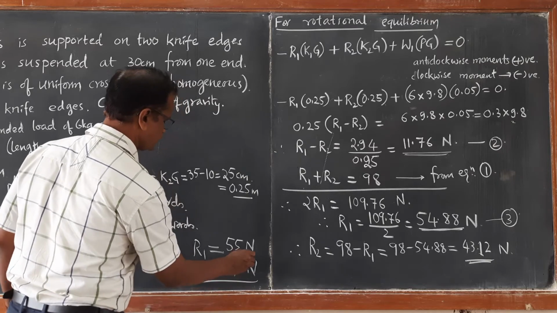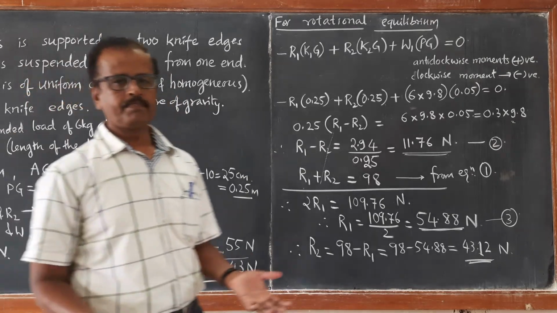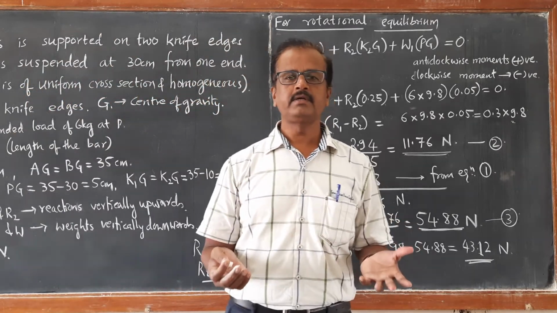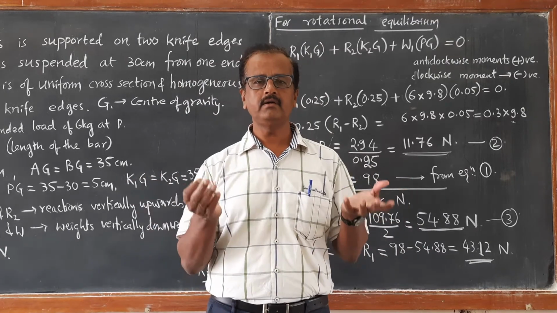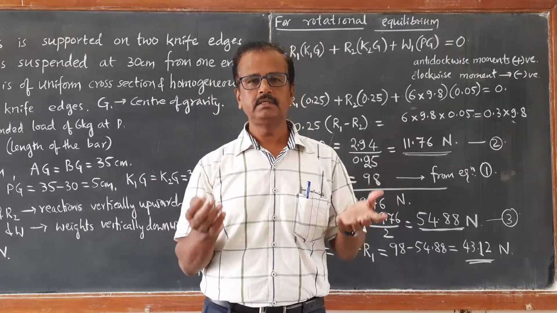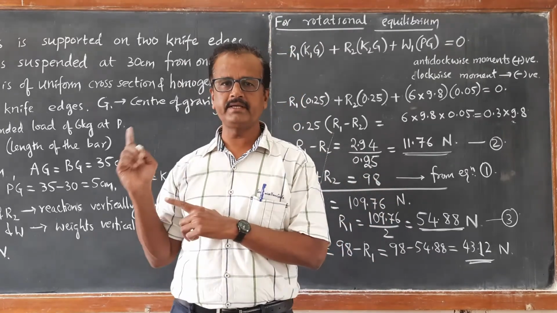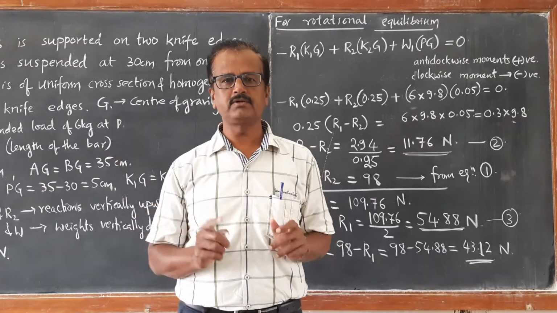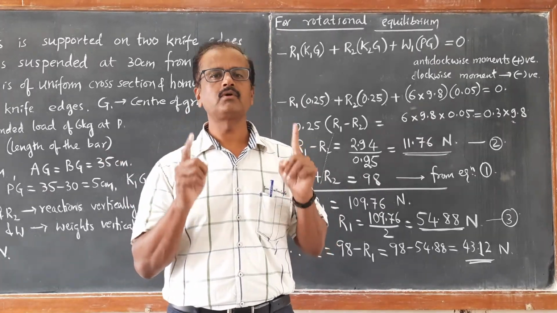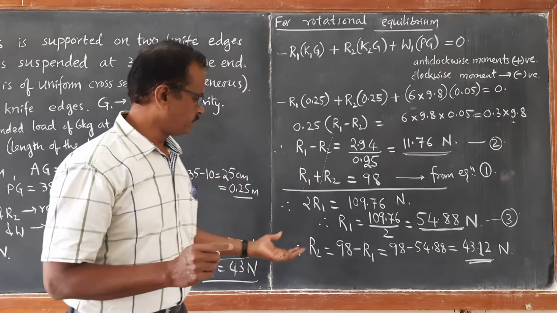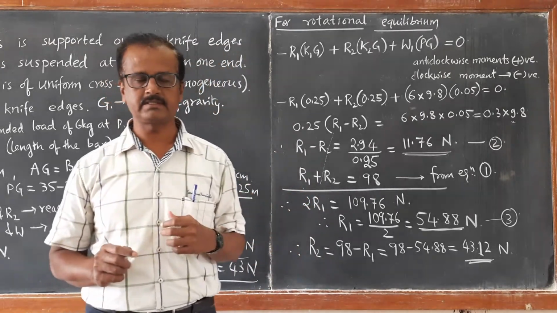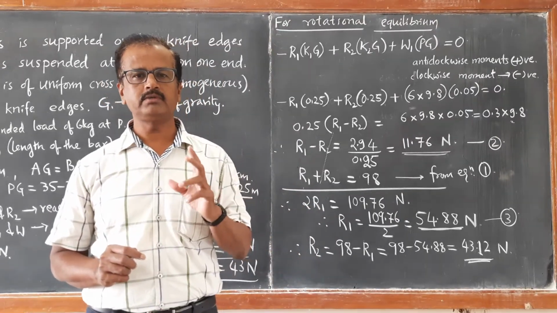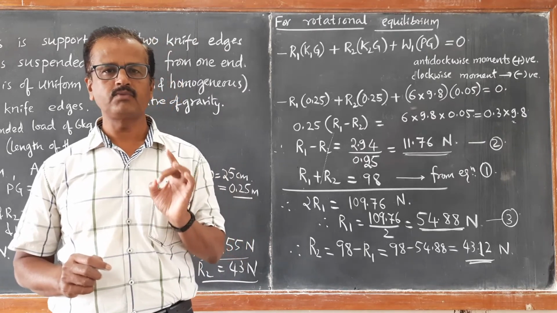So these are the reaction forces which are balancing, which are keeping the entire rod in equilibrium, right? So we have applied the condition of translational equilibrium and rotational equilibrium to get the values of these normal reactions. Okay, let us solve a similar problem. One more similar problem.